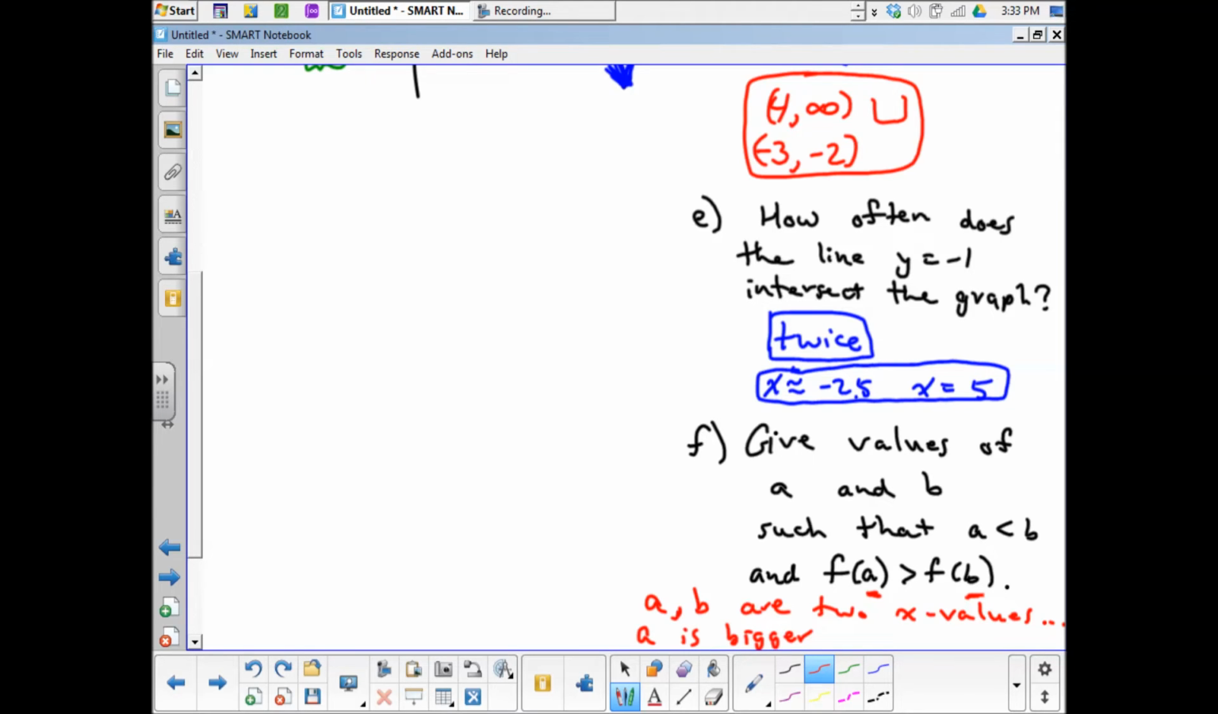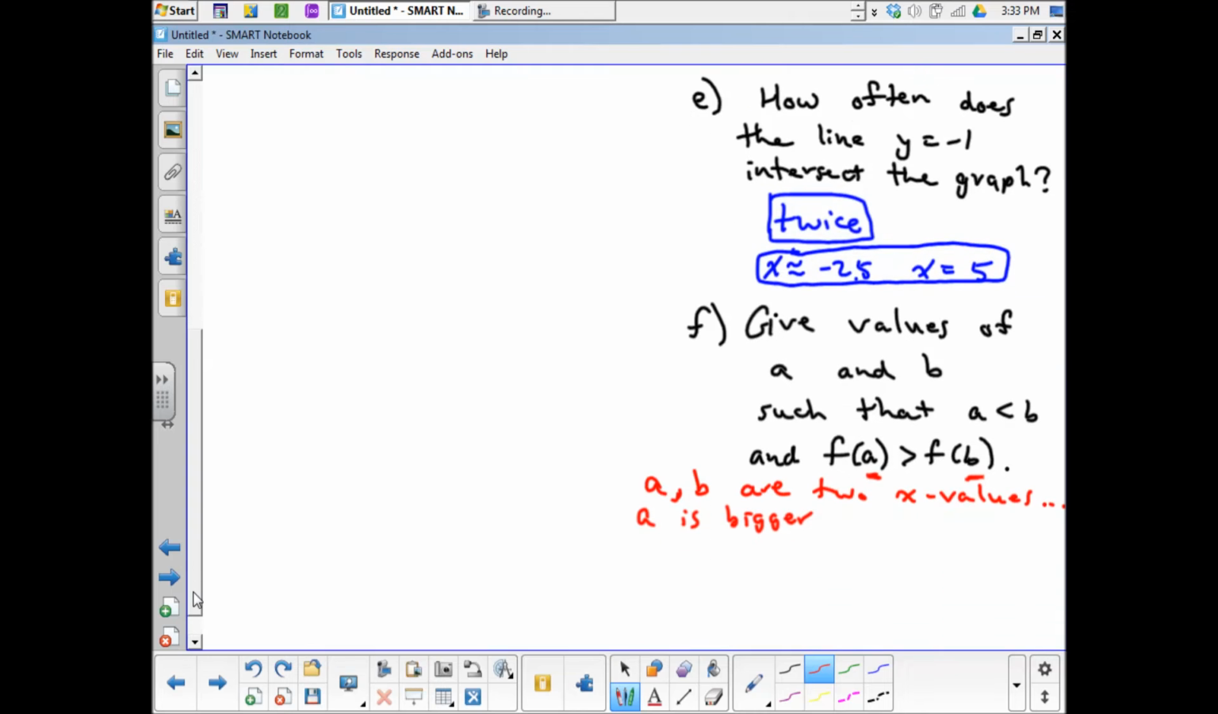Okay, and then what we have to make sure of, here's the other clue, is that the y value when you plug in A is greater than the y value when you plug in B. So the y value at x equals A is larger than the y value when x is B. Okay, so let's see if we could find a spot on the graph like that.